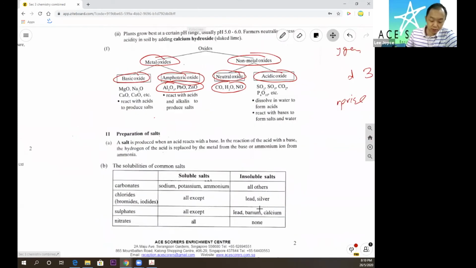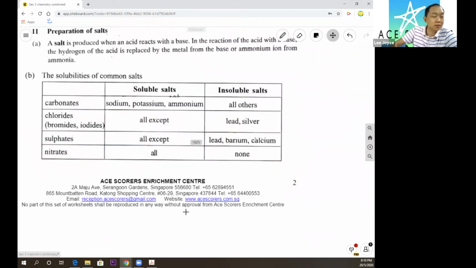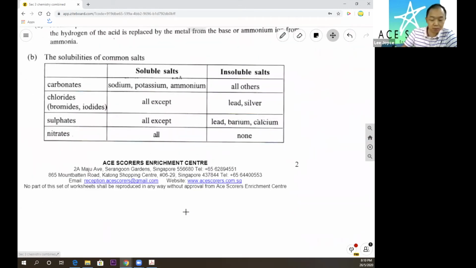Here we go. This is called the solubility table. Okay, what is the solubility table? Now, this thing is the wrath of many Sec 3 students. What's the meaning of that? Any idea? This solubility table means people find this very, very tough. Okay, people find this very difficult.